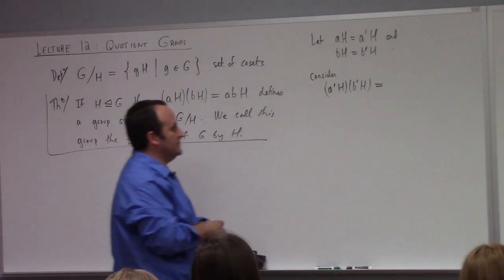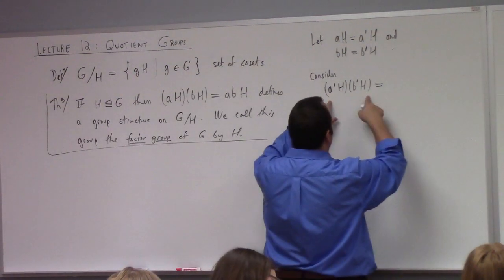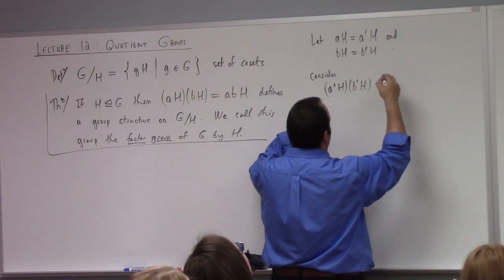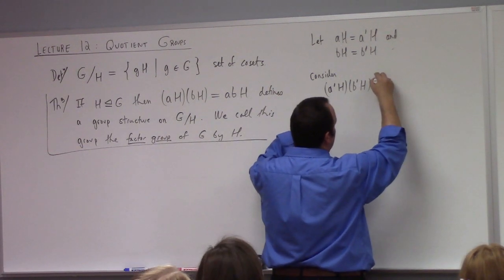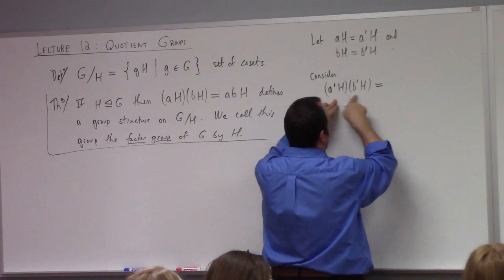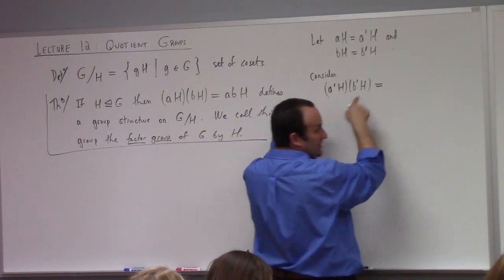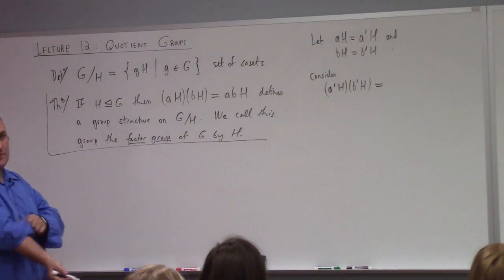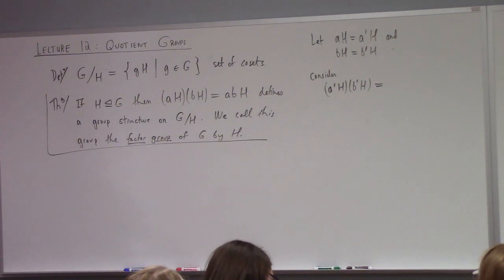I mean, this by construction. Well, the question is: is this equal to AH times BH, right? We'd like to see that it doesn't matter whether you multiply primes or multiply unprimes, we get to the same result. So I'm going to try to show you a calculation here which proves that.